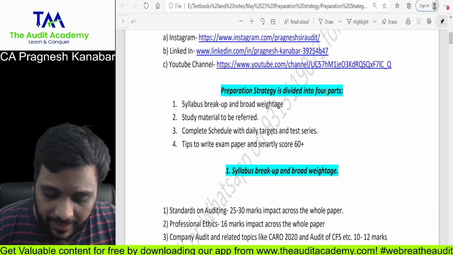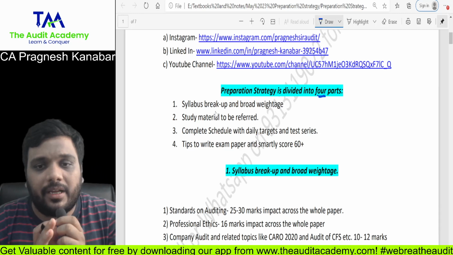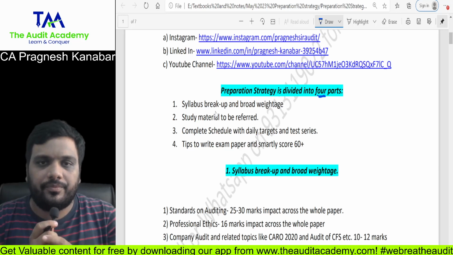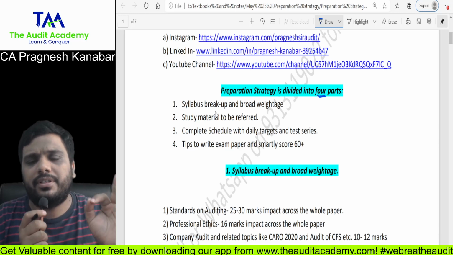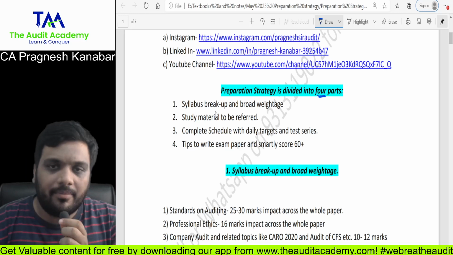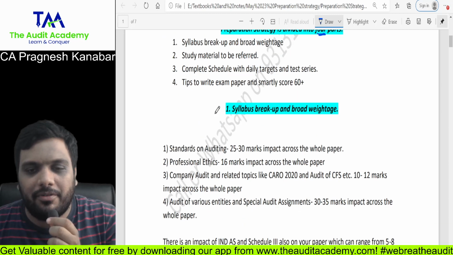Preparation strategy is divided into 4 parts. First, syllabus breakup and broad weightage. Second, study material to be referred. Third, complete schedule with daily targets and test series. And fourth, tips to write the exam paper and smartly score 60 plus.